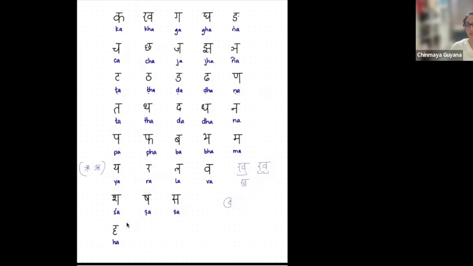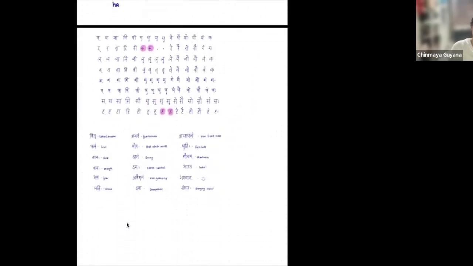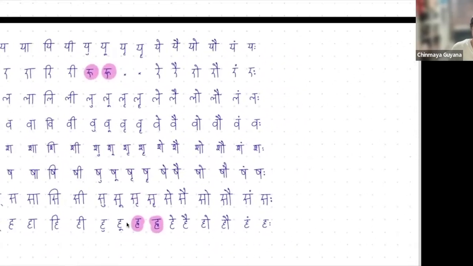One more time. G, k, g, k, ng, j, ch, j, ch, nya, da, tha, da, tha, na, da, tha, da, tha, na, ba, pa, ba, pa, ma, ya, ra, la, va, sha, sha, sa, ha. So this is our alphabet song. Our consonant song. Now this was your homework.